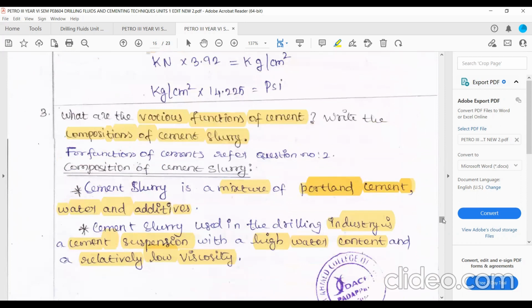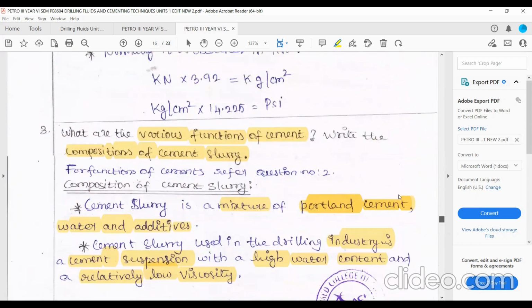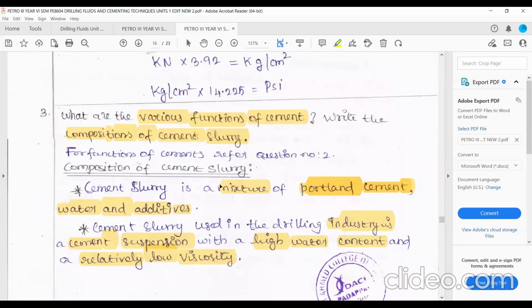What are the various functions of cement and compositions of cement slurry? That is the next question. You have to watch for the words function and composition. Function means uses, composition means respective contents with respect to values. What is present inside and how much is present inside. Composition of cement slurry: this is a mixture of Portland cement, water and additives.